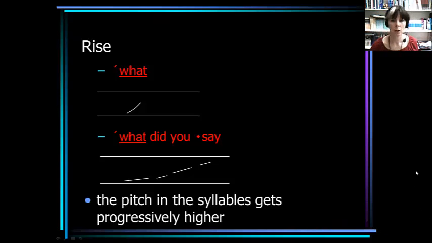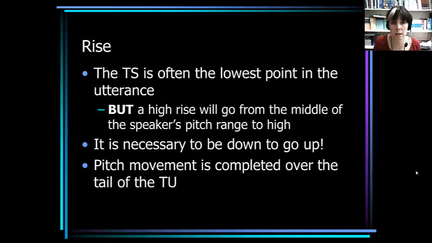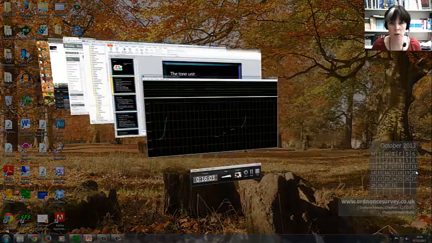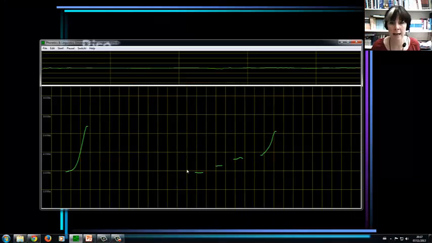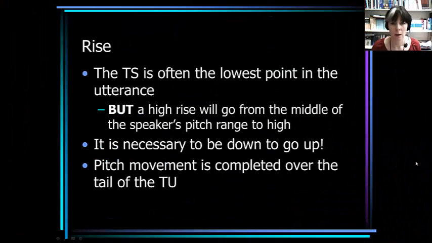Okay, so the pitch gets progressively higher over the tail syllables in a rise. So the tonic syllable is often the lowest point in the utterance, and we can see that very clearly here. This is the tonic syllable, and the other syllables have the rising of the pitch going on there. Now, clearly it's necessary to be near the bottom if I want my pitch to rise.